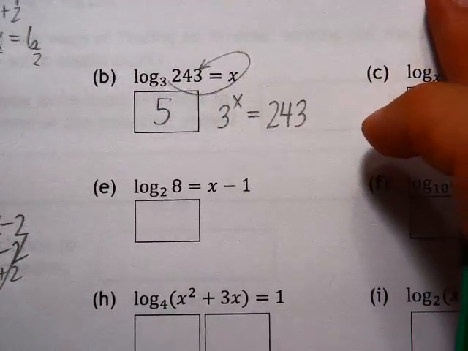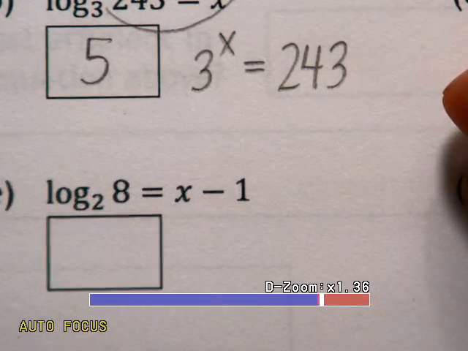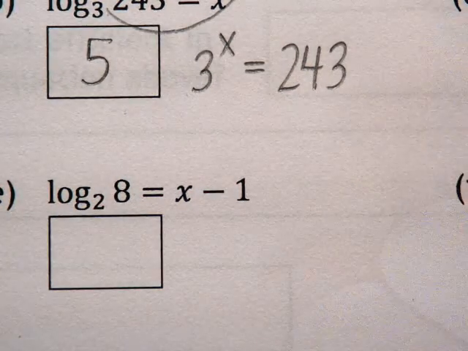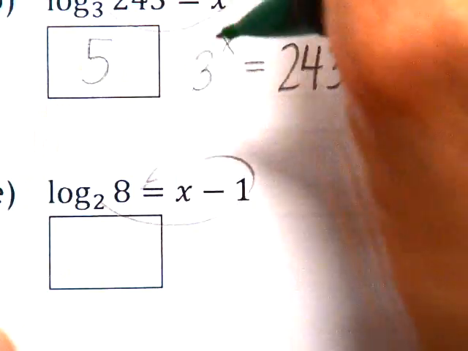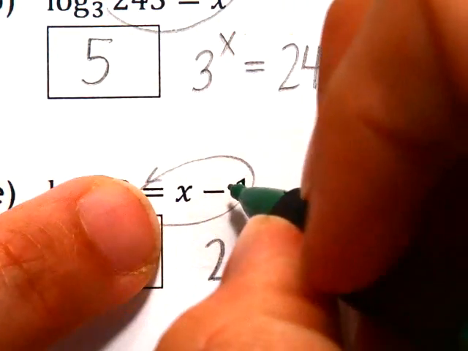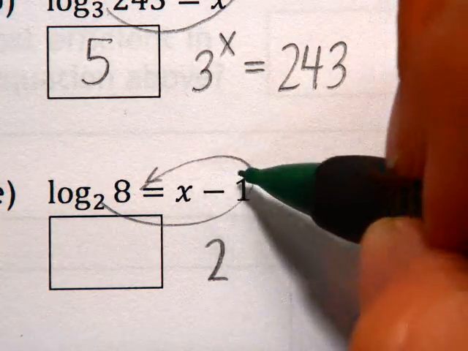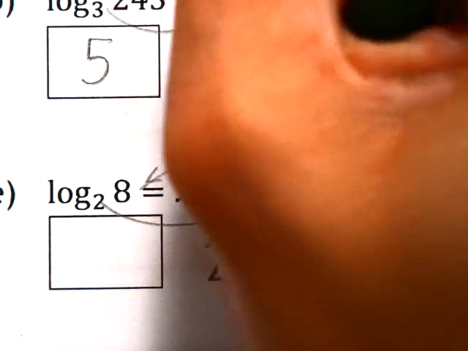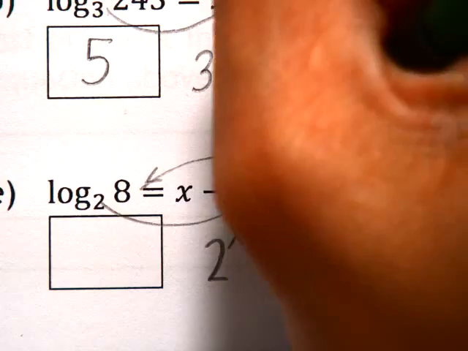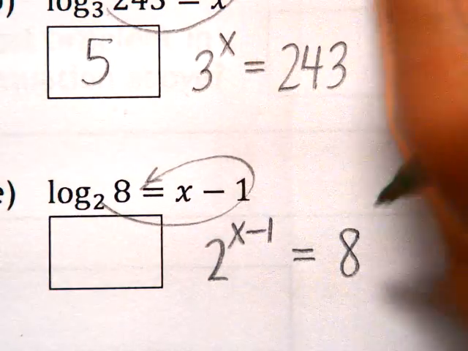So in question letter E, same idea. Let's see if we can rewrite this one. This time, it's again going to look a little bit crazy because we have 2 to the power of, we're used to seeing just a number on the other side of the equation. Now we have an x minus 1, that's okay, equals 8.